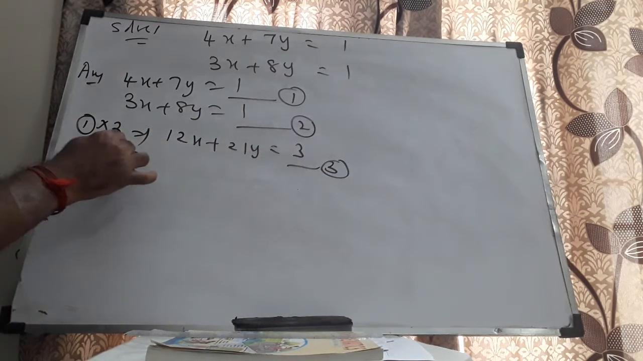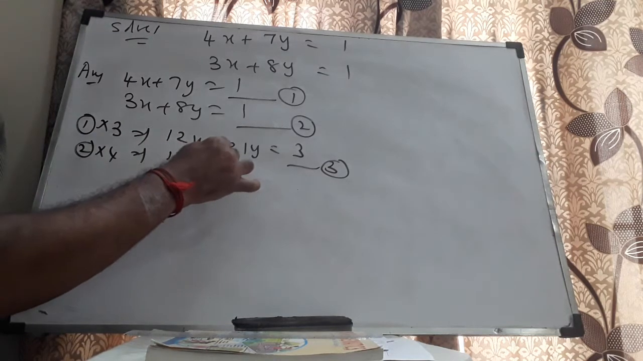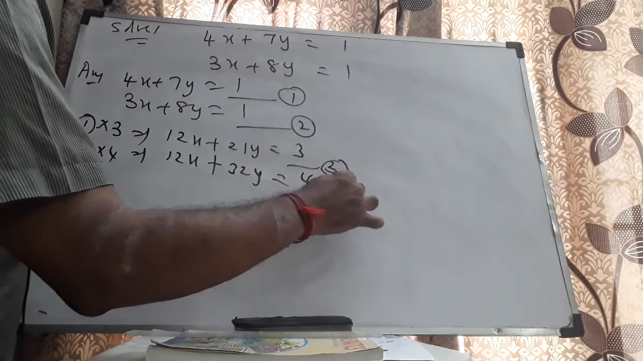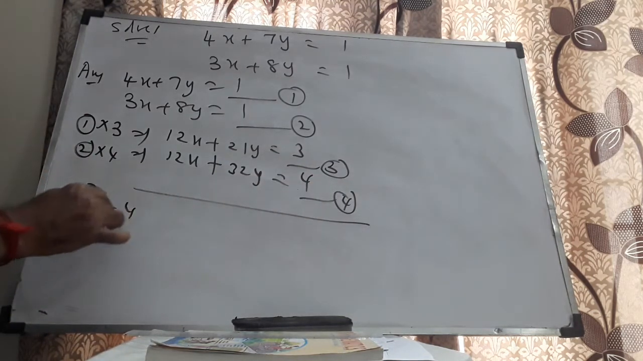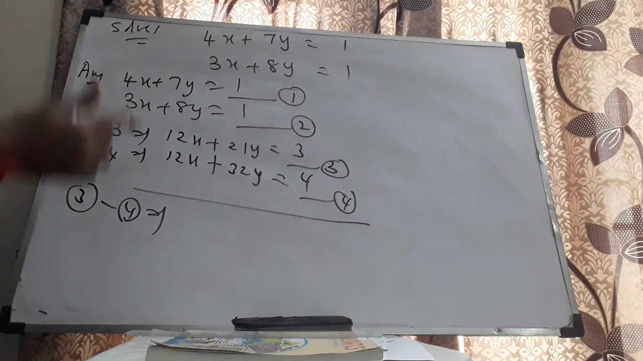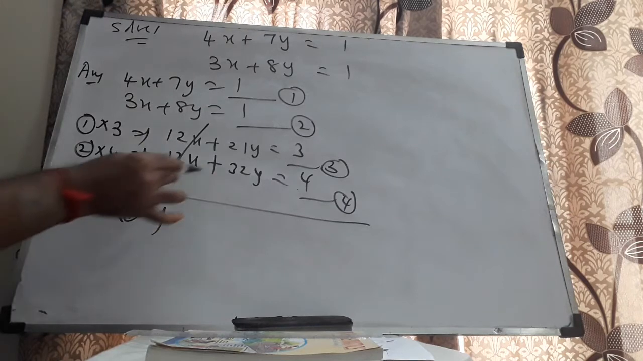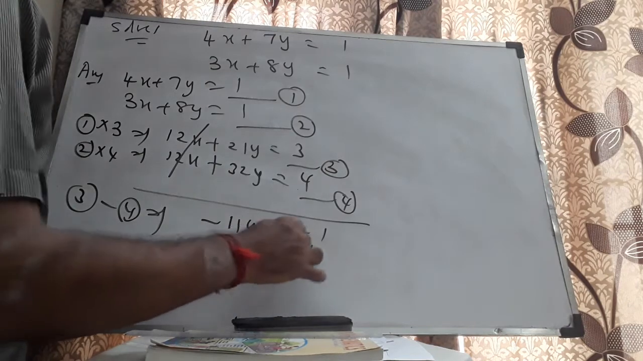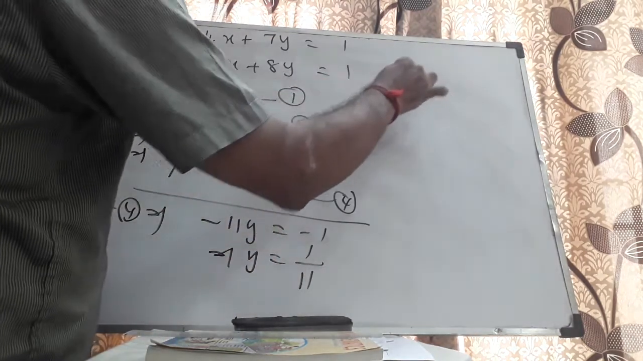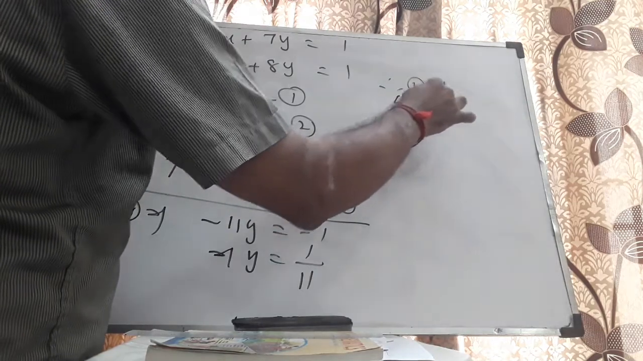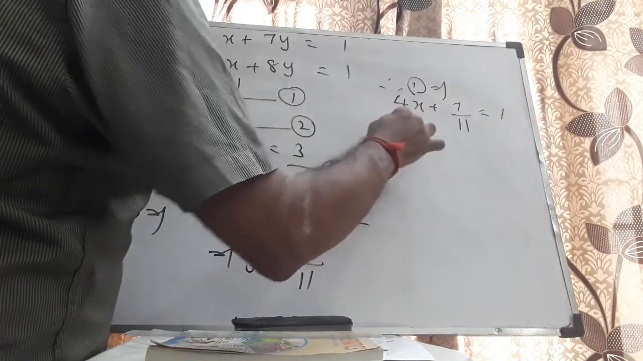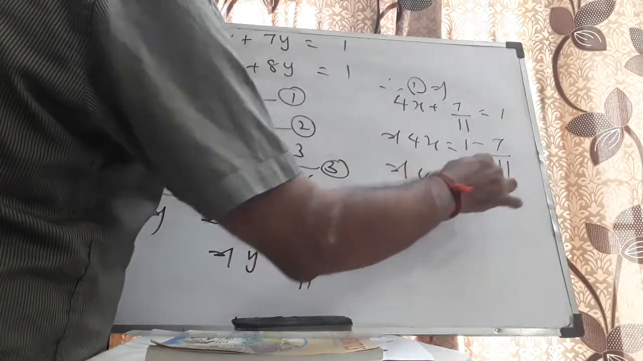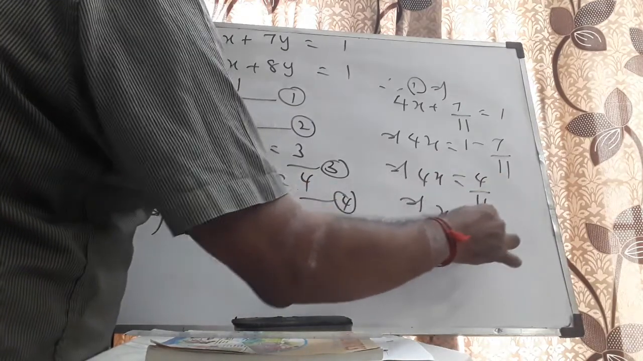Now equation 2 into 4 gives you 12x plus 32y is equal to 4, this is equation 4. Let me just subtract 3 from 4, sorry, 4 from 3. 12x minus 12x goes off. Here I end up with minus 11y is equal to minus 1, which implies y is equal to 1 by 11. Therefore, substitute in equation 1: I'll get 4x plus 7 by 11 is equal to 1, which implies 4x equals 1 minus 7 by 11, implies 4x equals 4 by 11, implies x is equal to 1 by 11.